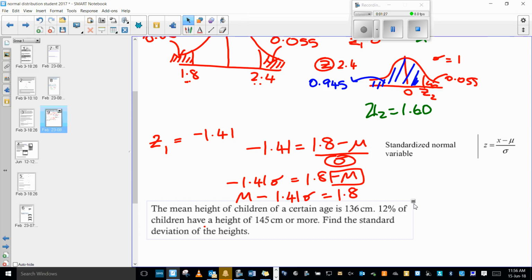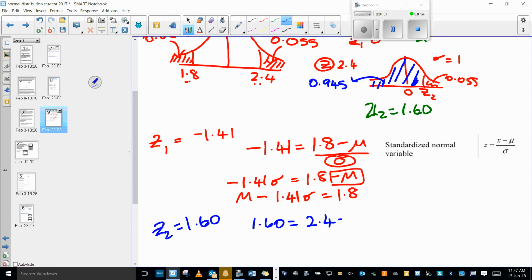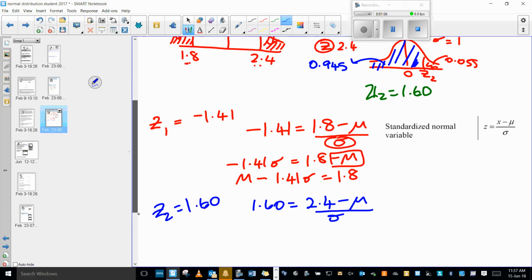Alright, so now we're going to do the same thing here with this value. We just rearranged it. Now we're going to do the same thing with the other value, the Z2, which was 1.60. So we're going to have 1.60 equals 2.4 this time, subtract mean over standard deviation, and lo and behold, same thing happens.